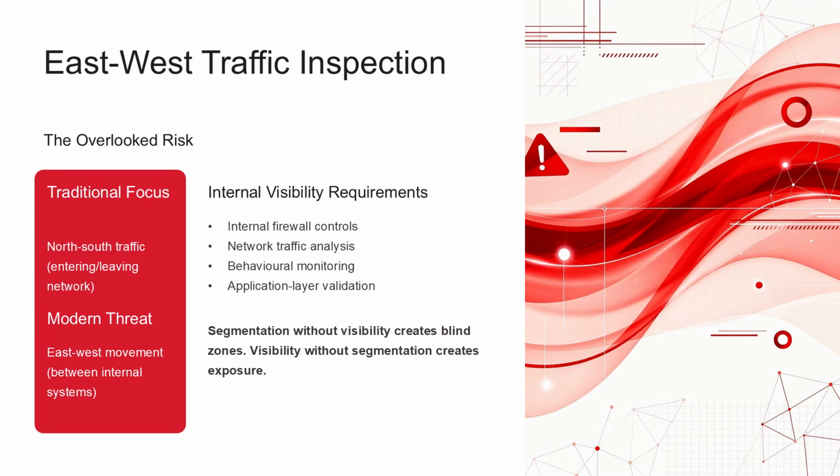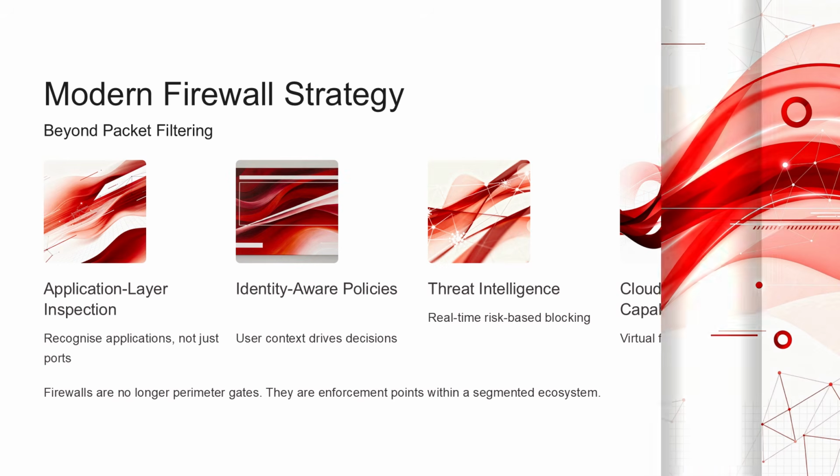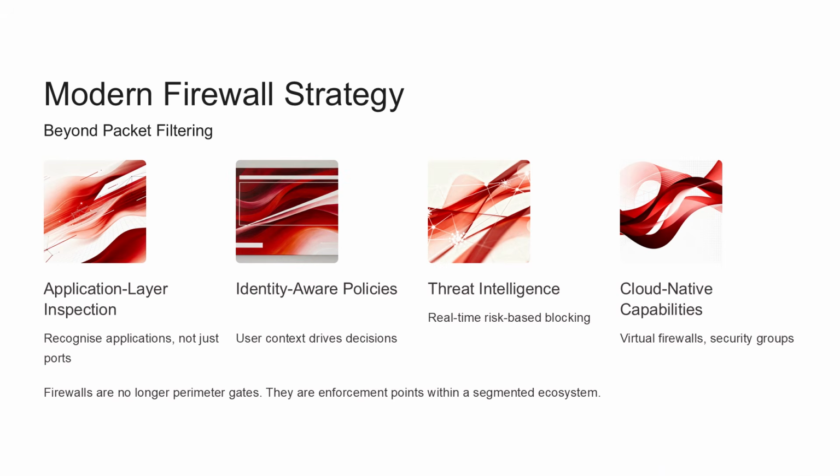For example, if an application server suddenly attempts to connect to a financial database it has never accessed before, that should trigger inspection and potentially intervention. Visibility is critical. Segmentation without visibility creates blind zones. Visibility without segmentation creates exposure. Architectural maturity integrates both. Firewalls remain essential, but their role has evolved.